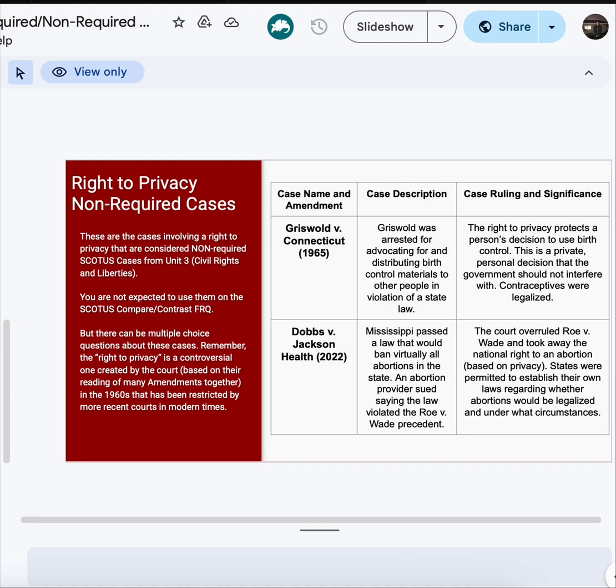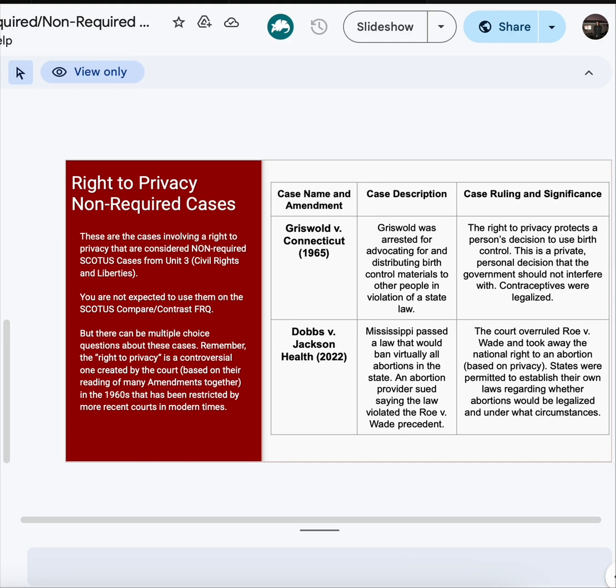the law, arguing that it violated the precedent set by Roe v. Wade, which was a case in the 1970s, which recognized a constitutional right to abortion based on privacy. And the Supreme Court ruled that the Constitution does not guarantee a right to abortion, and it overturned Roe v. Wade. So the decision returned the authority to regulate abortion to individual states.